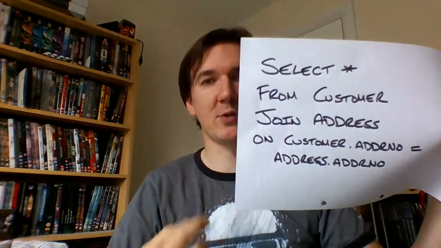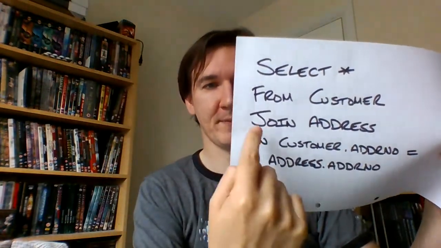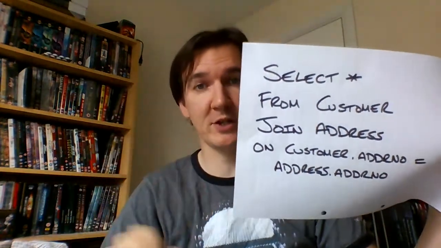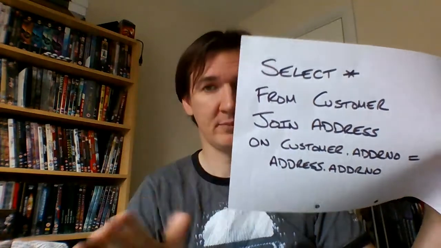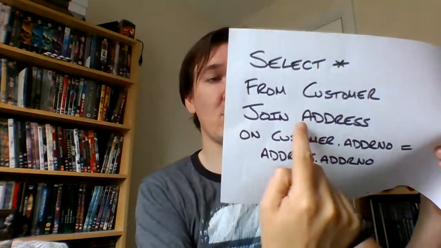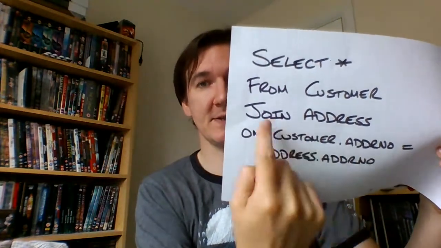Now, then what you want to do is you say join. In this case, if you say join, this means inner join. You can just say join. If you want to write inner join, that works perfectly well as well. But I just get in the habit of saying join. So then you say what table you want to join. In this case, the address table.